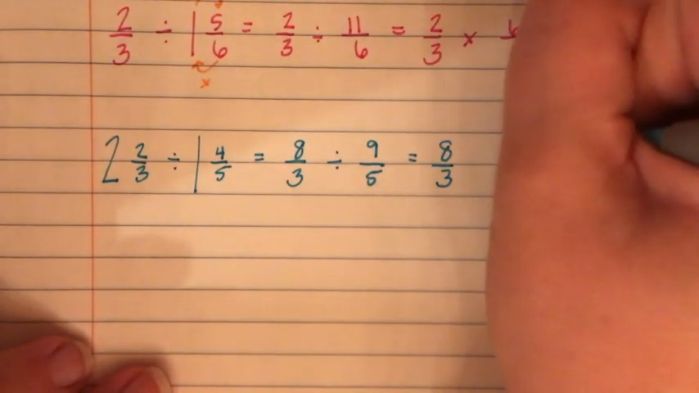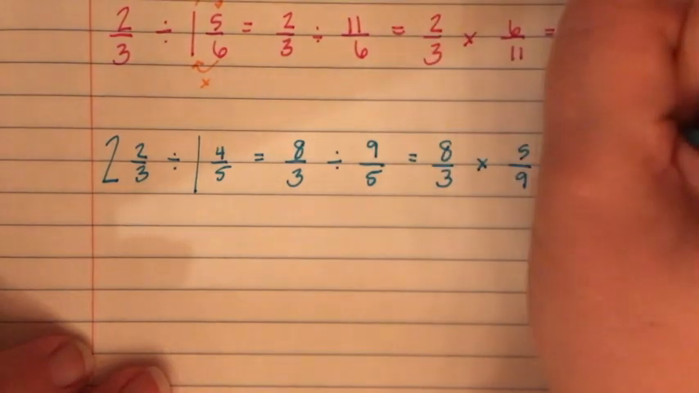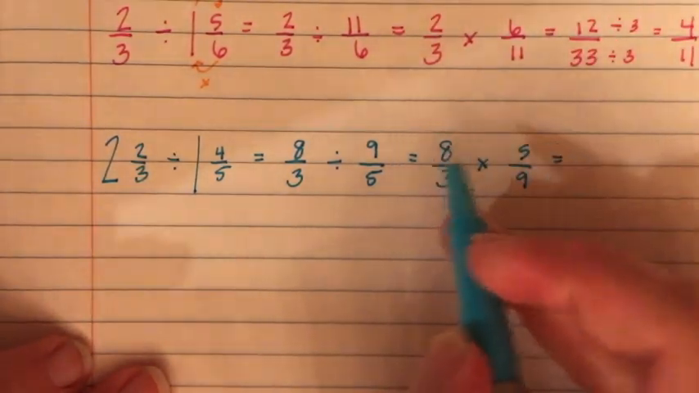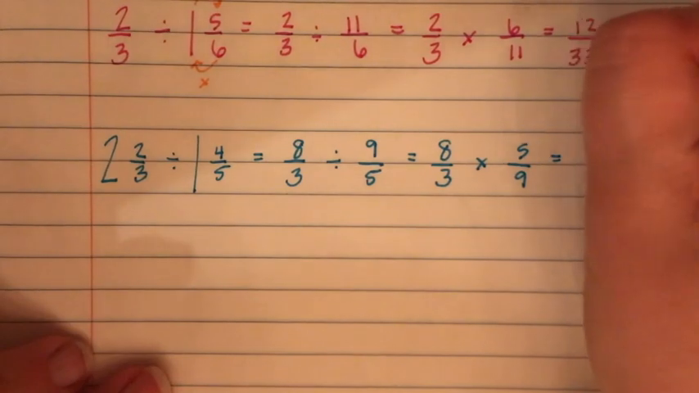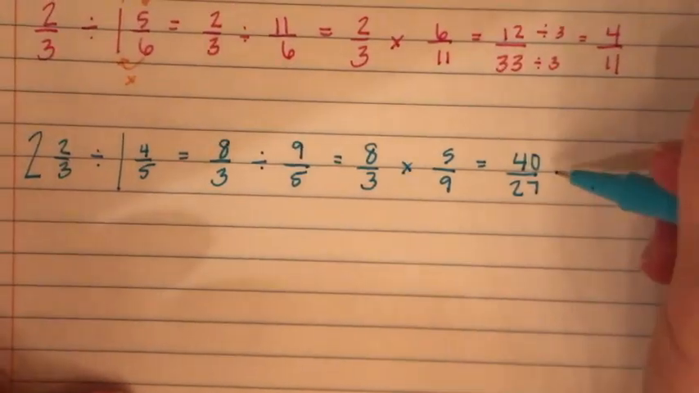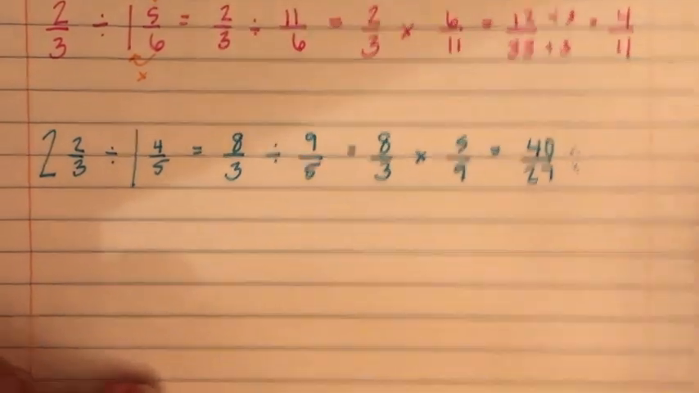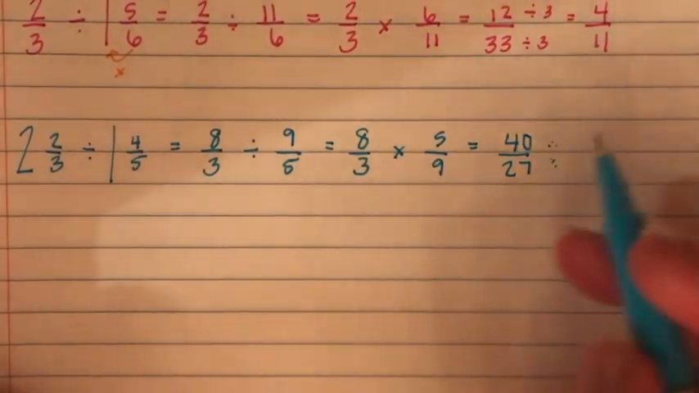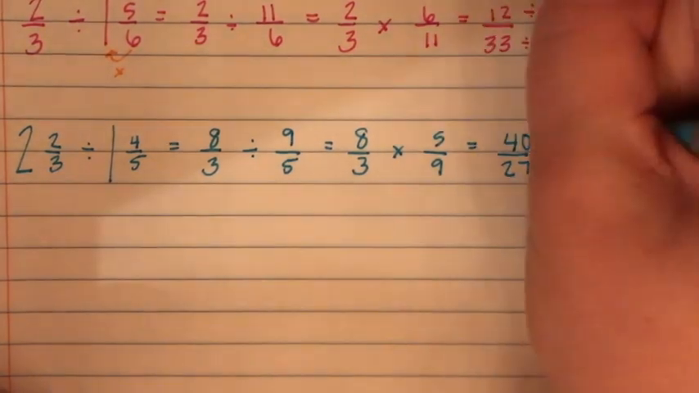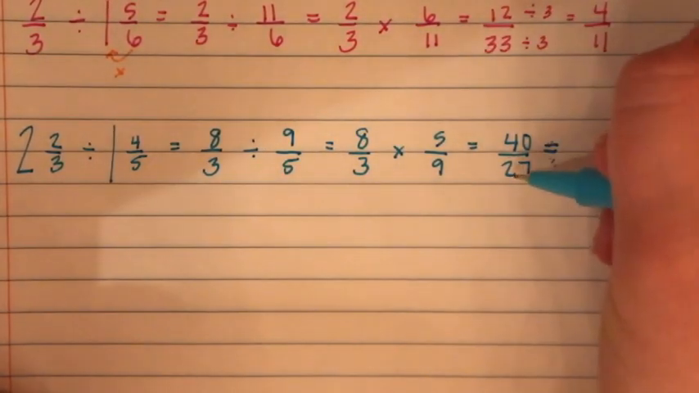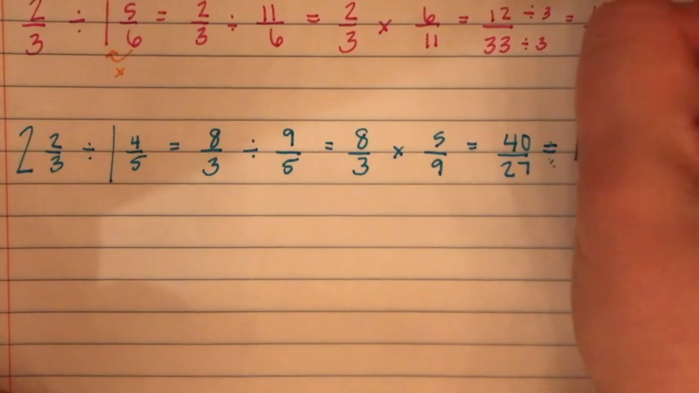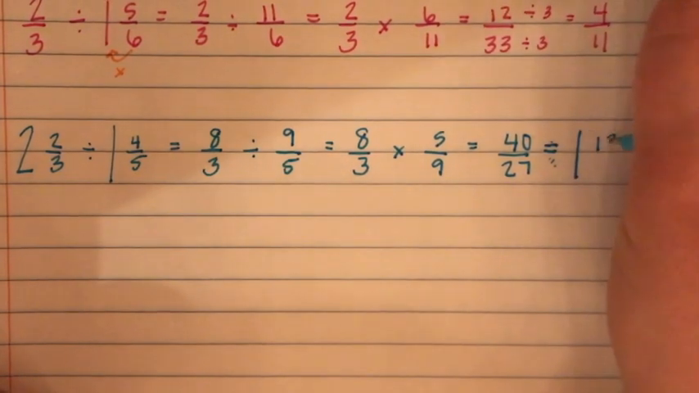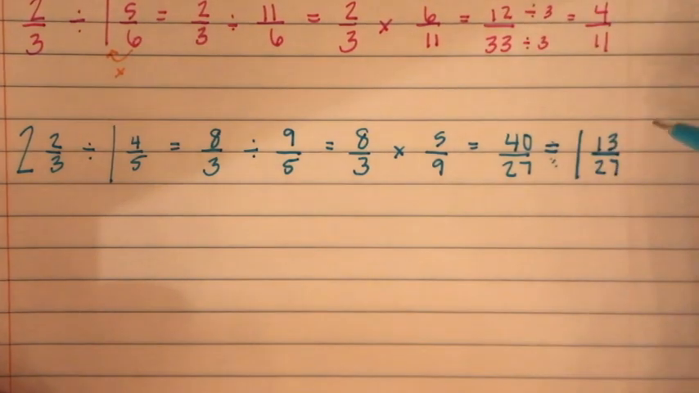So now I can keep, flip, multiply. When I do that, I get 40/27. So these two numbers share no common factors. So depending on what kind of answer you're asked for, this could be the correct answer. But if you're asked for a mixed number, 27 goes into 40 once, and then you're left with 13 left over. And this cannot be reduced anymore, and so that is going to be your final answer.